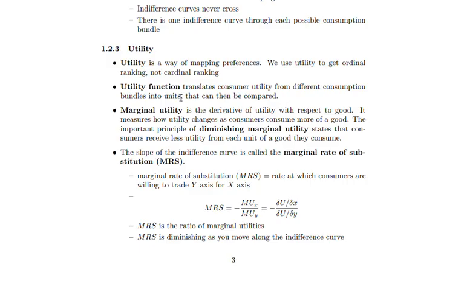And marginal utility is another very essential concept in economics. Economists think about the margin. Marginal utility is the derivative of utility with respect to goods. It measures how utility changes as consumers consume more of a good. The important principle of diminishing marginal utility states that consumers receive less utility from each additional unit of a good they consume.